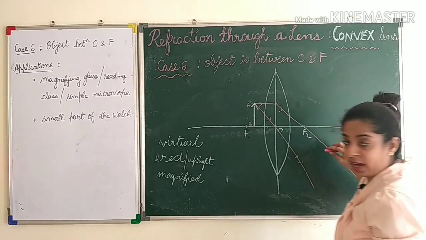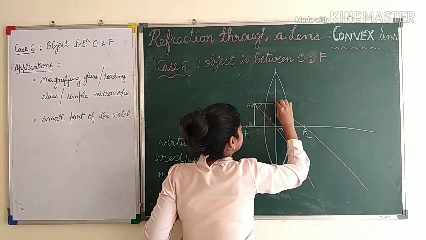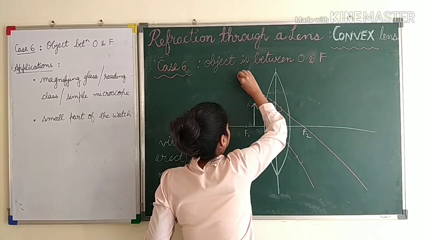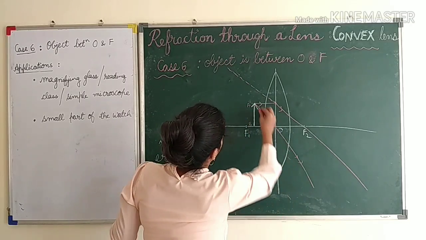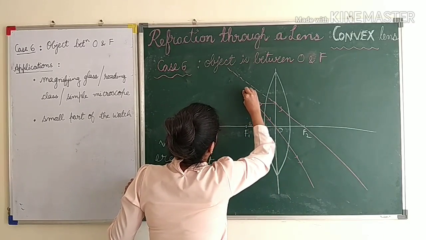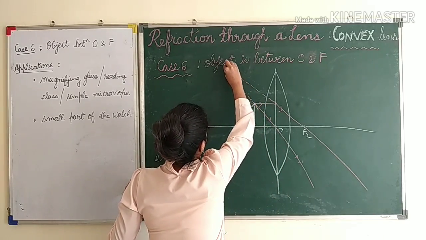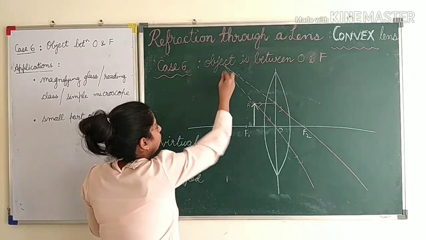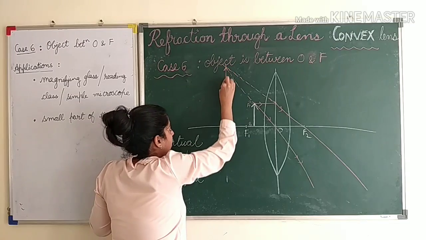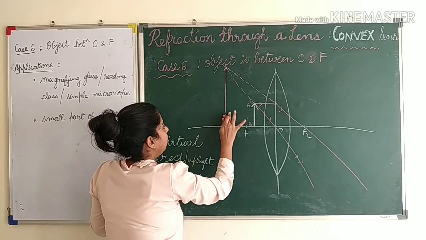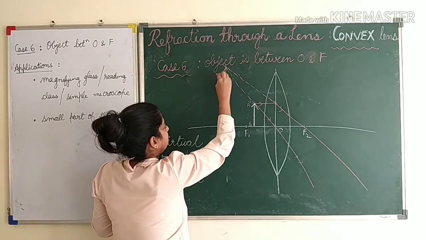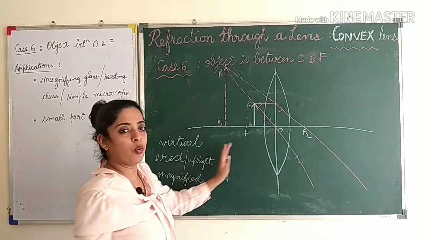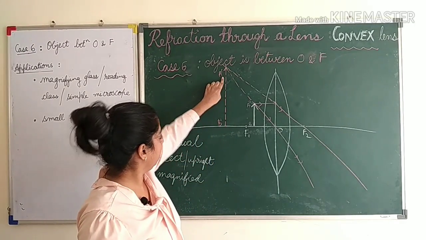So what we will do is, we will extend these lines backward, okay, by dotted lines. You will see that it meets here, okay. So here we will draw a dotted line here, A dash, B dash. Children, this is the only case where we get a virtual image.